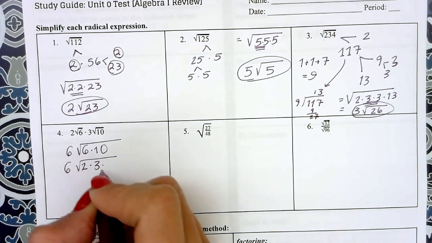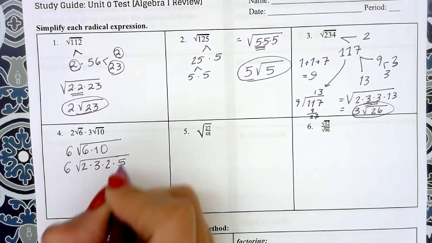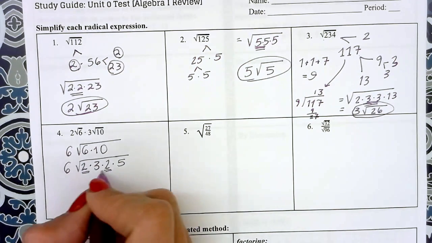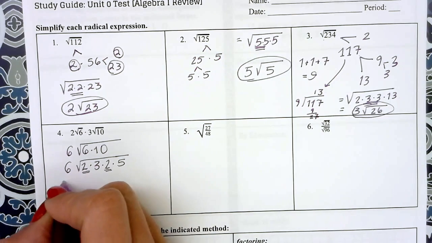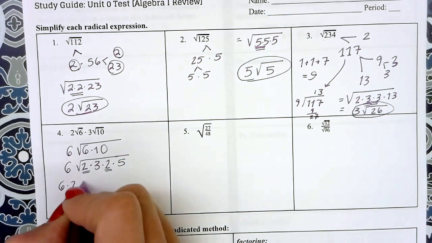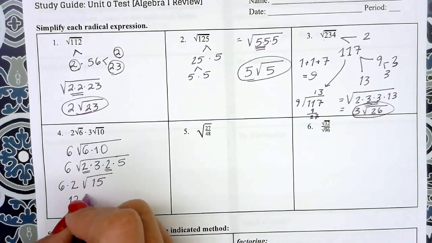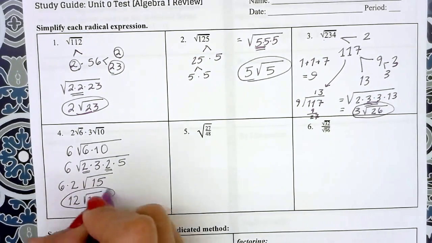2 times 3 is the 6. 2 times 5 is the 10. Do we have any pairs? Sure do. 2 times 2. 2 times 2 is 4, which is a perfect square. Square root of 4 is 2. That means that that 2 comes out and multiplies by that 6. 3 and 5 stay inside. That's 15 when you multiply them back. Final answer is 12 square root of 15.